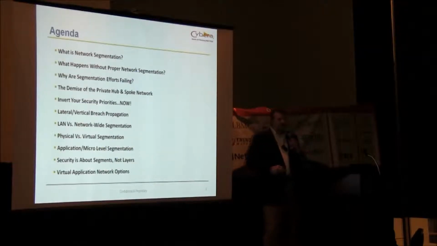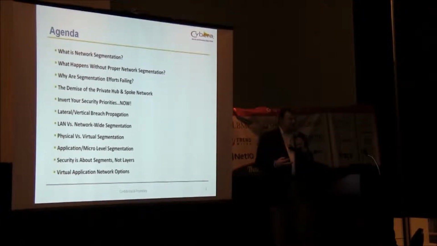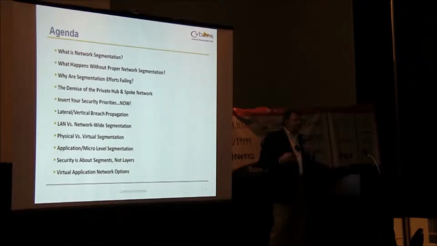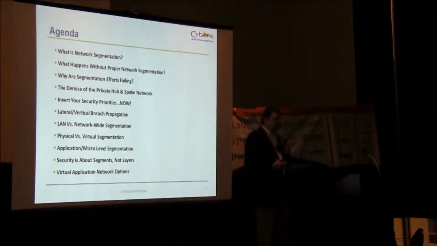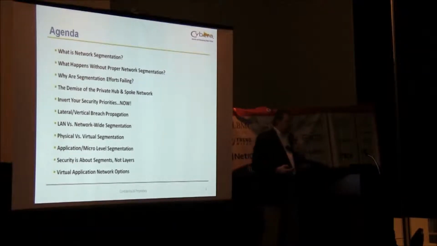Well, anyway, what we're going to try to go through today is a variety of parts of segmentation. So what is network segmentation? And specifically, what does it mean? And then what happens without proper network segmentation? And then why are network segmentation efforts failing in enterprise networks today? And I believe that there's ample evidence to prove that it is failing. And then what are the underlying causes for that? And that's not a simple answer, and it'll be covered throughout the presentation. But then what are you supposed to do about it? What are some of the alternatives that you really need to look at in order to address some of the challenges involved with segmentation?